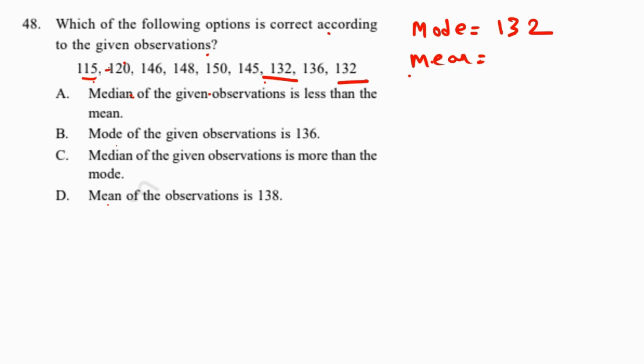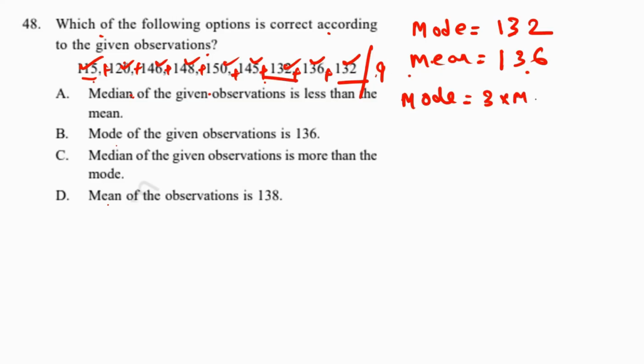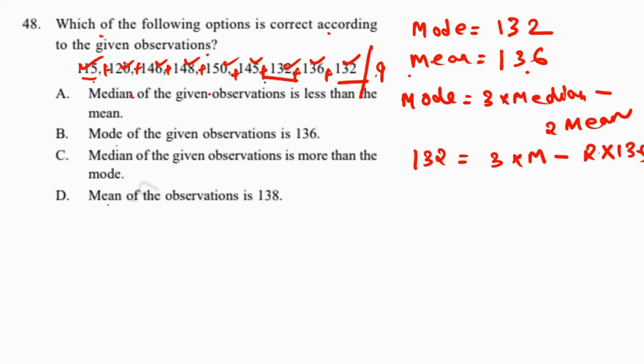Mean over here should be the total divided by the number of observations. So if we just add all of these observations and divide by, since 1, 2, 3, 4, 5, 6, 7, 8, and 9 observations are there, the sum divided by 9 gives us a mean of 136. Now we can use the formula: mode is 3 times median minus 2 times mean.